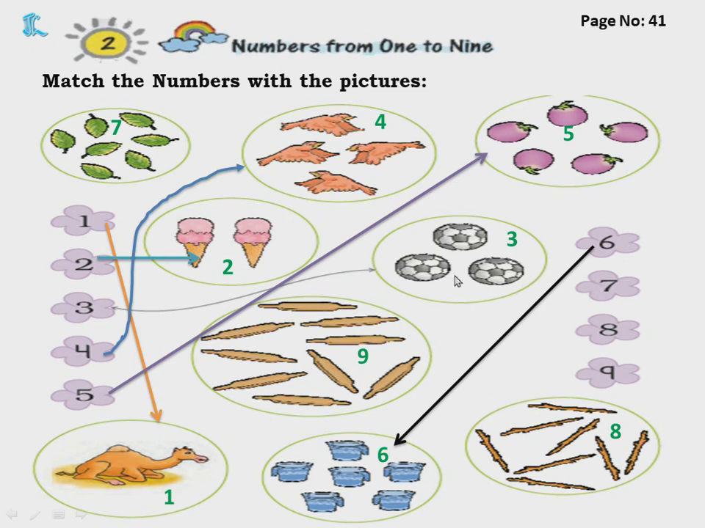7. Where is the picture with 7 items? Here. 7 leaves. 8. Where is an object having 8 items in that? See where? Here. 8 sticks. Next 9. It's here. Okay.